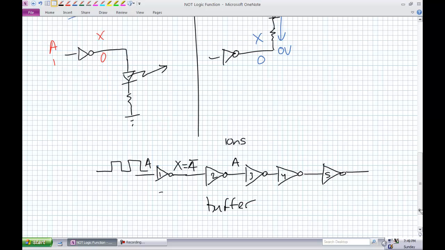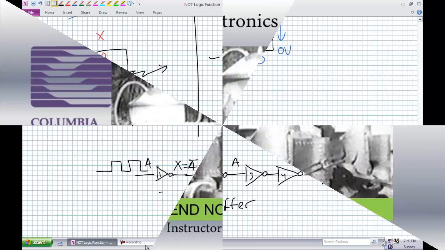Now we're going to be dealing with not just single gates. We're going to be dealing with the outputs of some gates being the inputs for others. I think it's a pretty neat illustration of some of the Boolean laws, which we'll be going over later. I think I have beat this topic to death. Let's move on to the AND logic function.